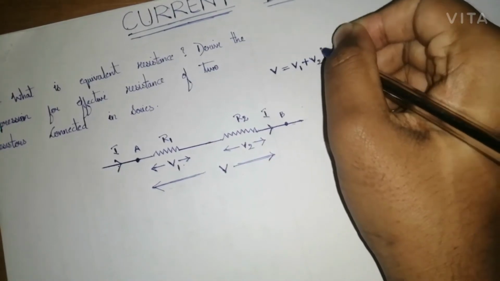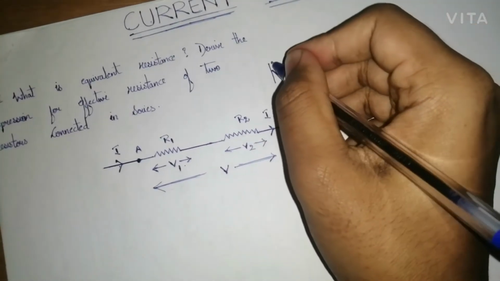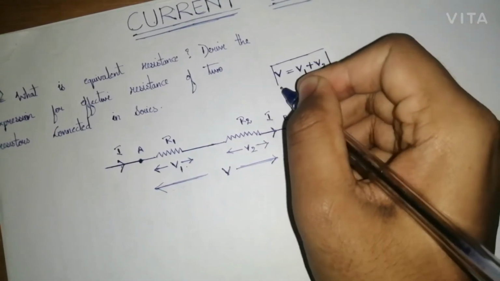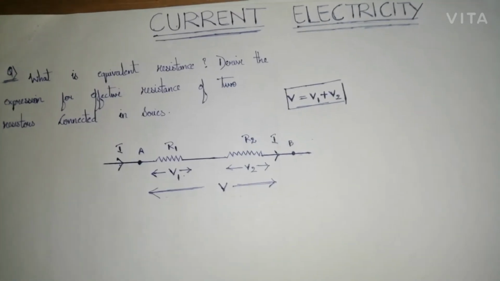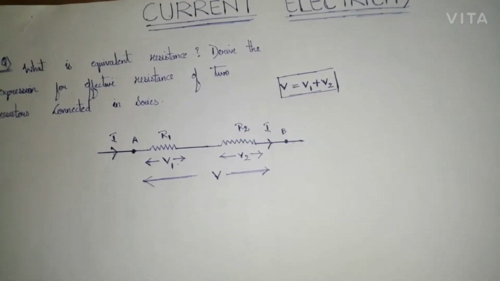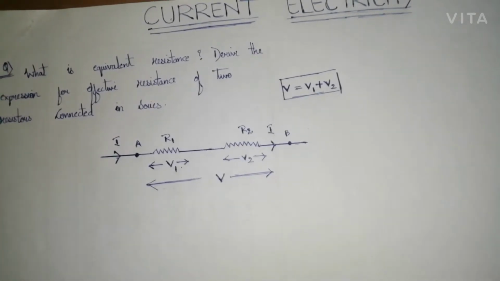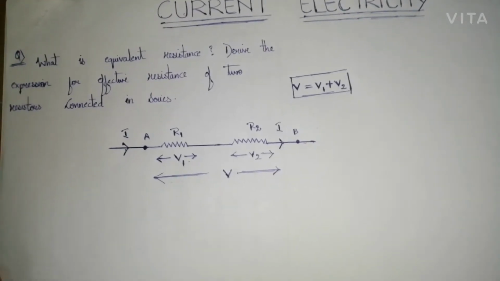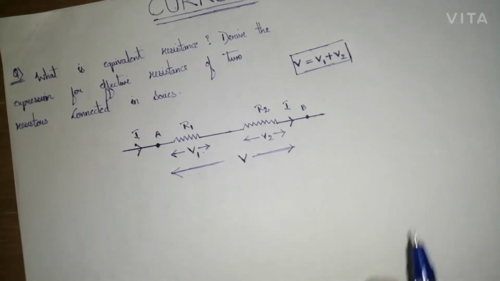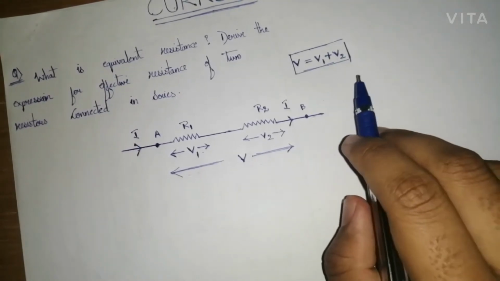This is a very important relation for deriving resistors in series and your cells in series. They've asked it quite frequently in many of your papers. So this is the important relation you should know.